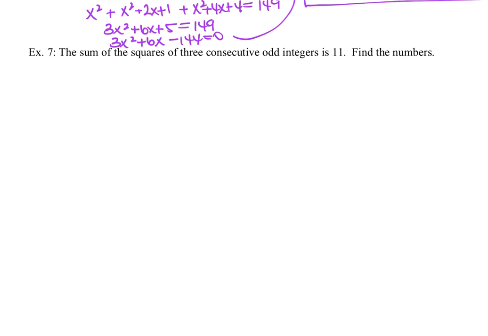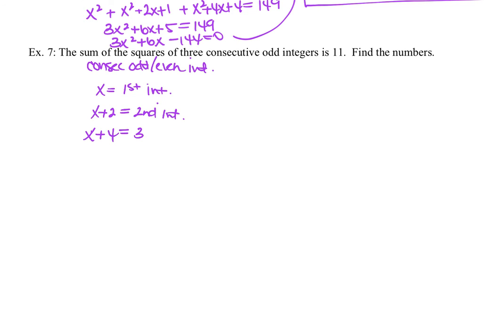On our last problem here, it's the sum of the squares of 3 consecutive odd integers is 11. So when I'm looking at consecutive odd or even integers, this is how we'll define them. The first one I'll call x. If I want my next odd integer, I have to skip over one, so that's going to be x plus 2. And then I'll have to skip over the next one, and then I'll have to go to x plus 4.